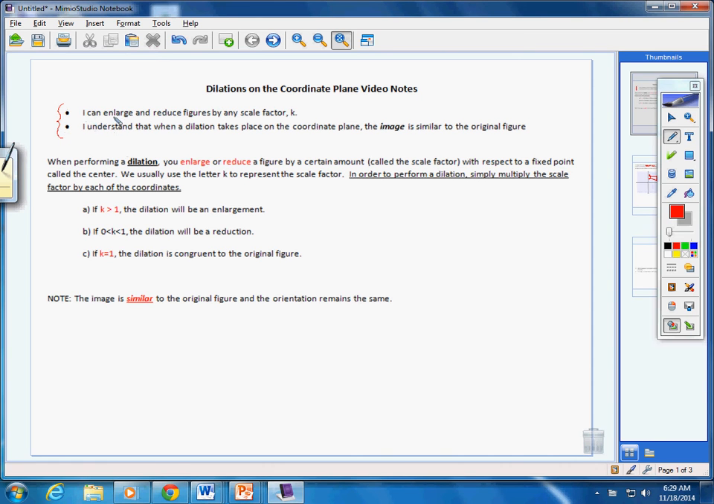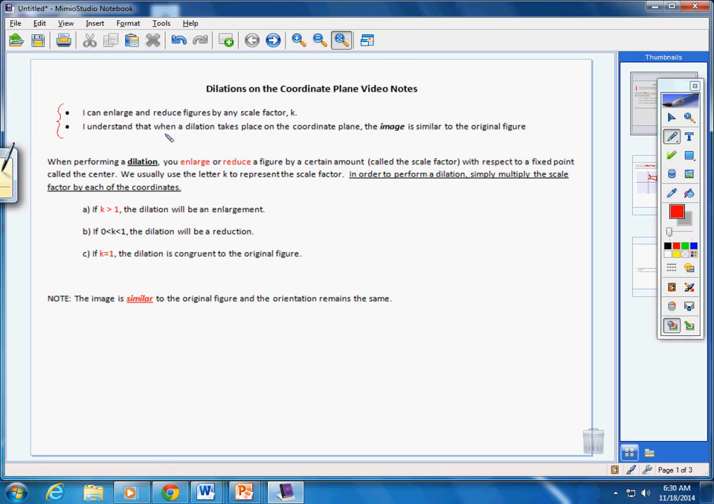We want to be able to say, I can enlarge and reduce figures by any scale factor k. Normally we call the number by which we are enlarging our figures or shrinking them, we call that scale factor. The letter k usually represents that number. And you'll see what that means in a second here.